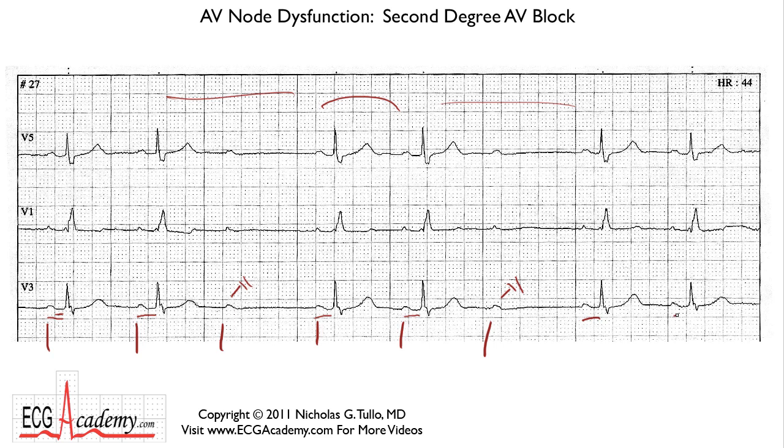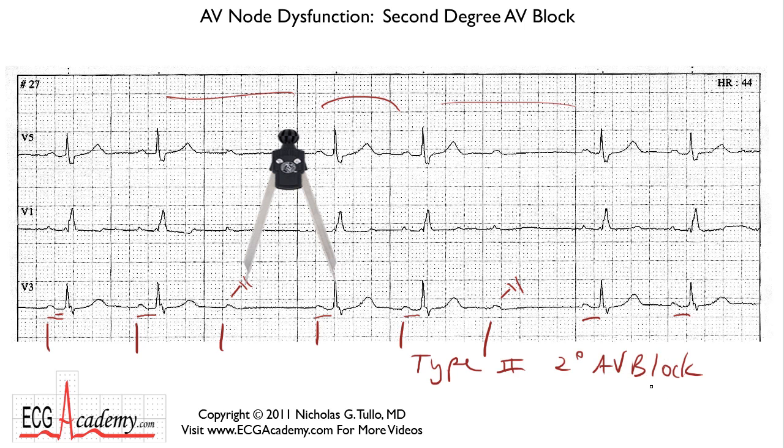So the PR never really changes. If we get out our trusty calipers and look at the R to R interval, you should be able to see that the R to R interval from here is exactly 2 times the previous R to R interval. So when the pause is exactly 2 times the previous R to R, that tells you that the PR is not changing, and that what you have here is type 2 second degree AV block.